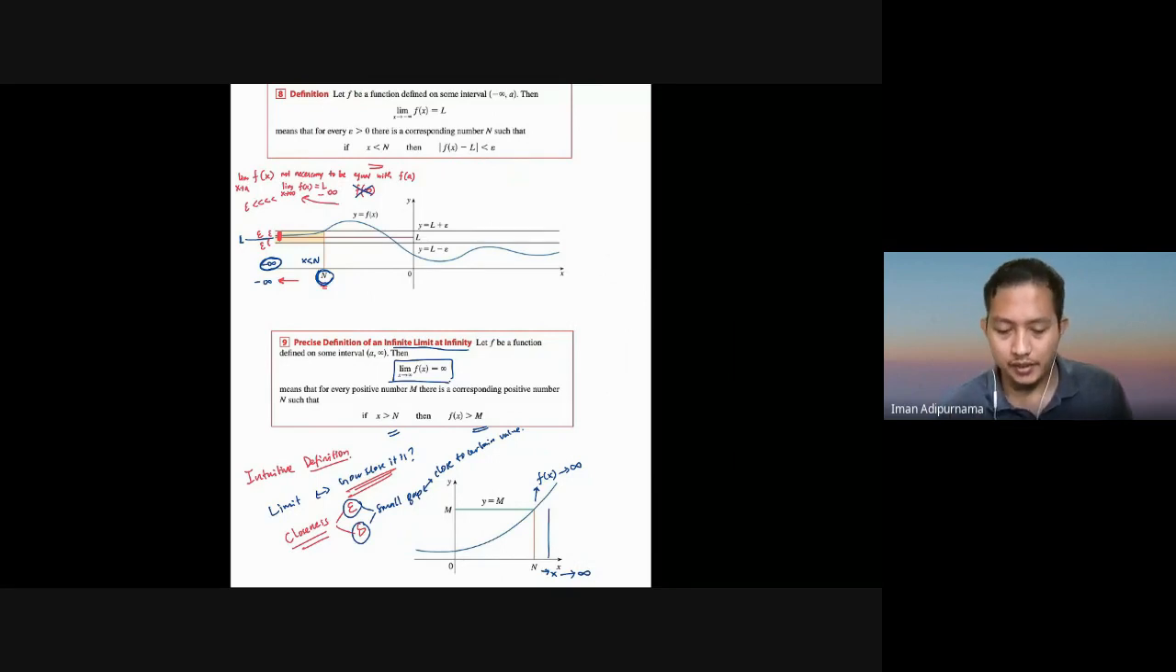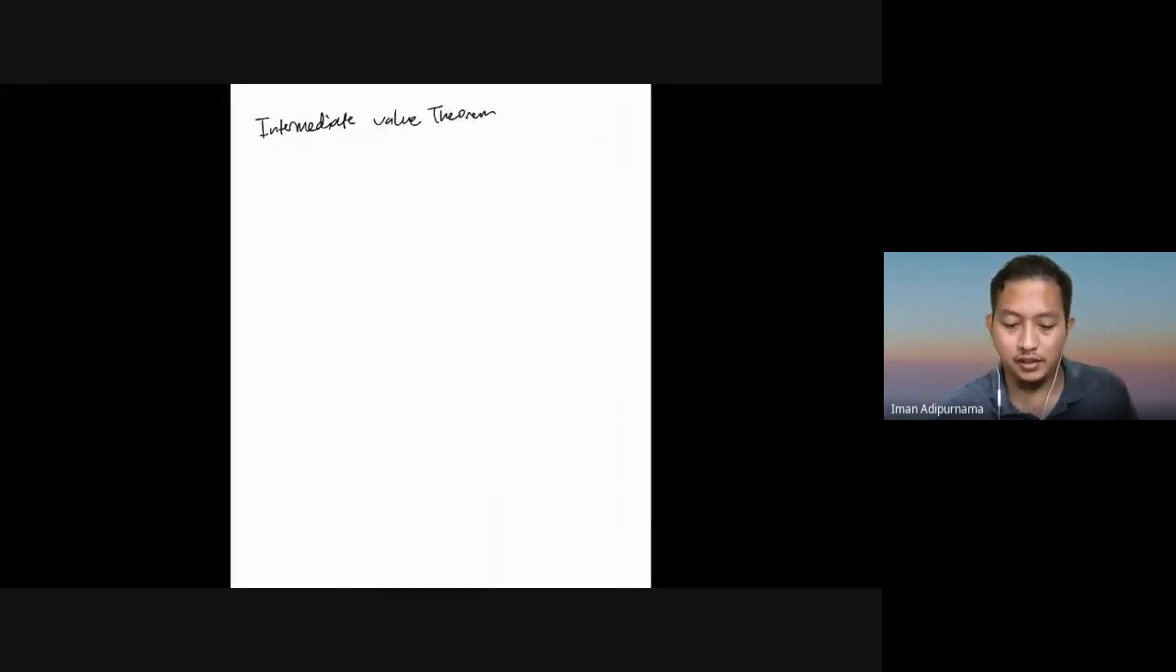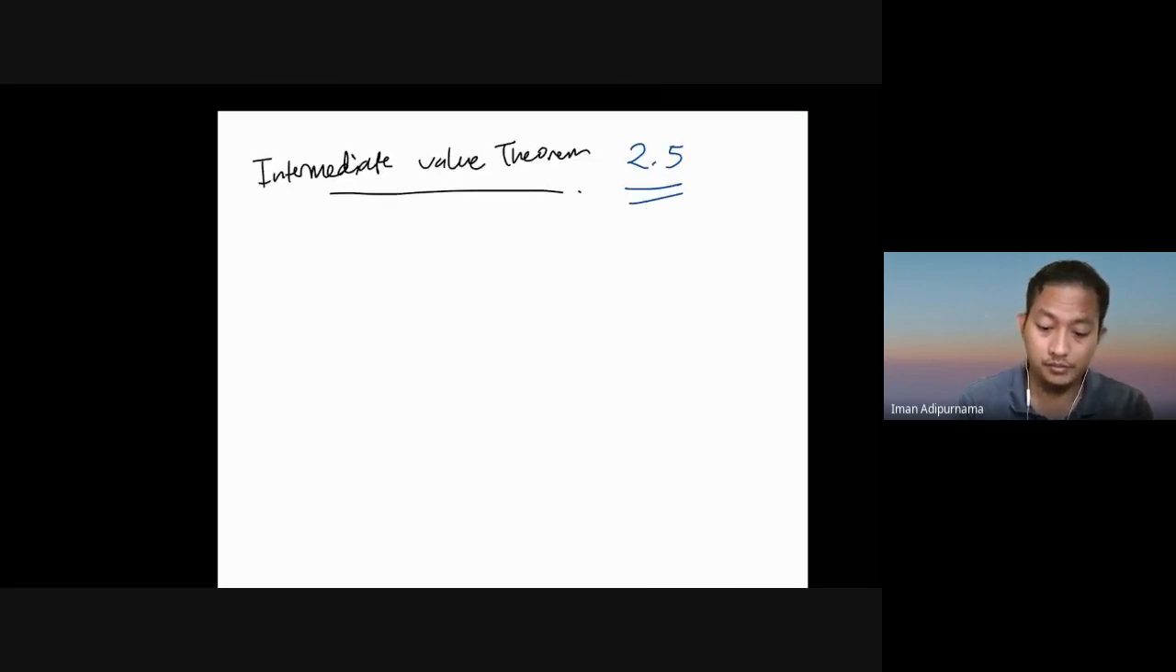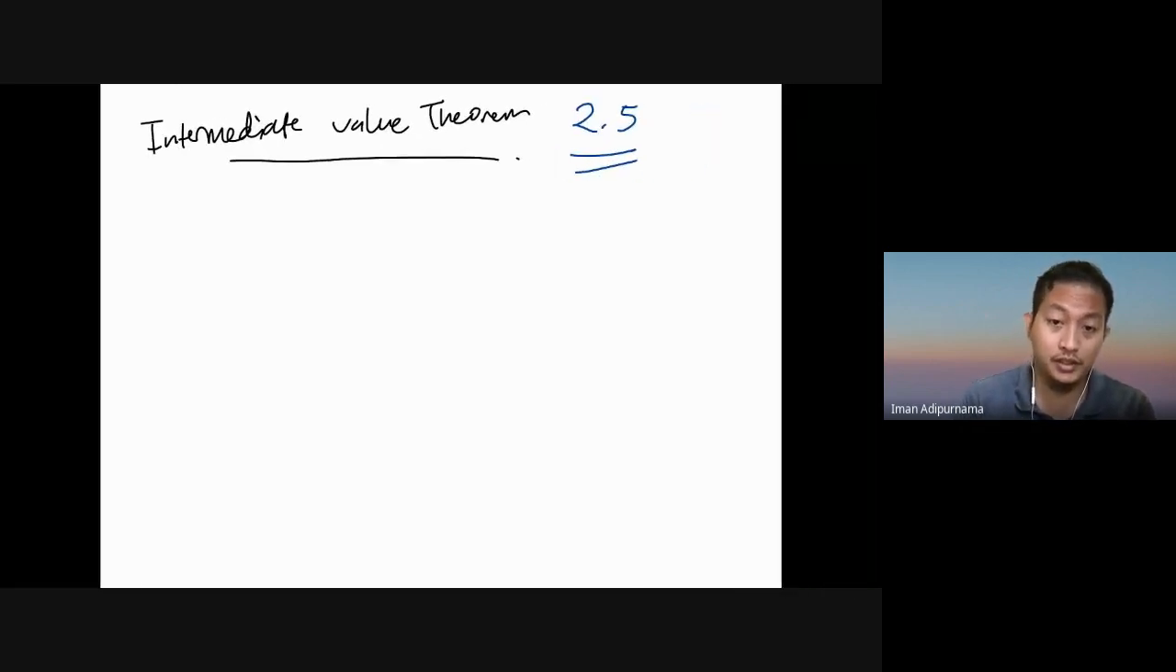All right. I think I forgot to mention one section in 2.5 actually. Last part of 2.5. There is a theorem called the intermediate value theorem. Let me write the official theorem, and let me use the theorem in some examples.